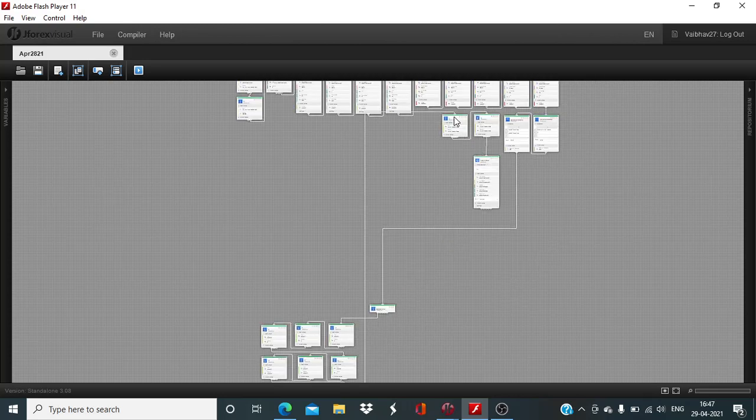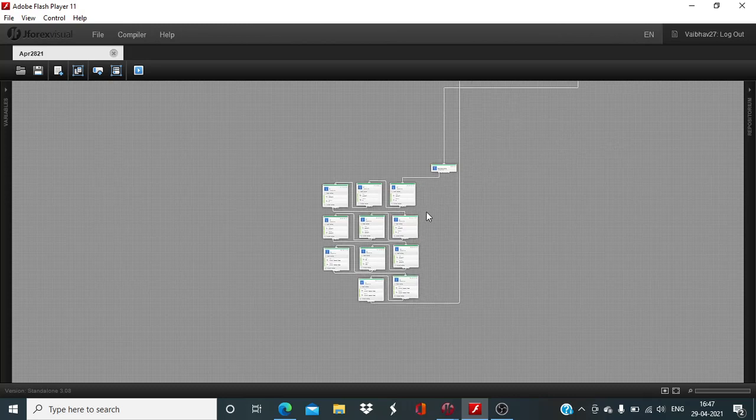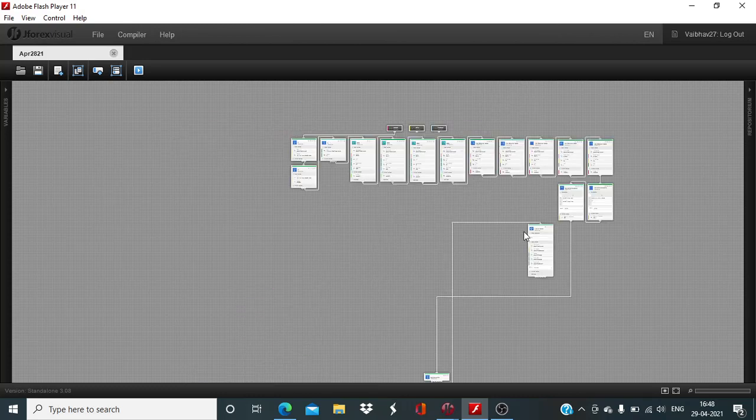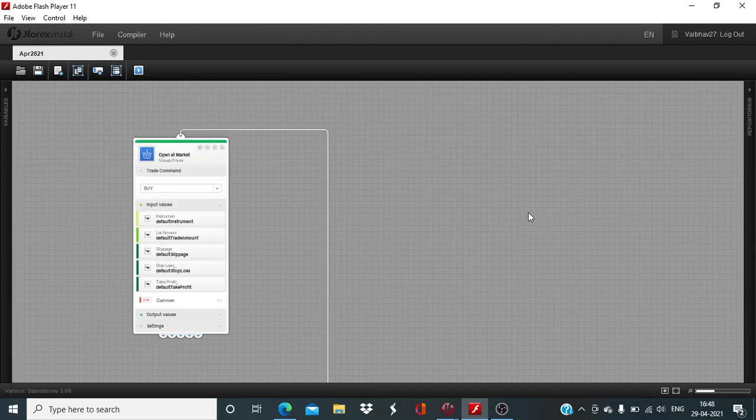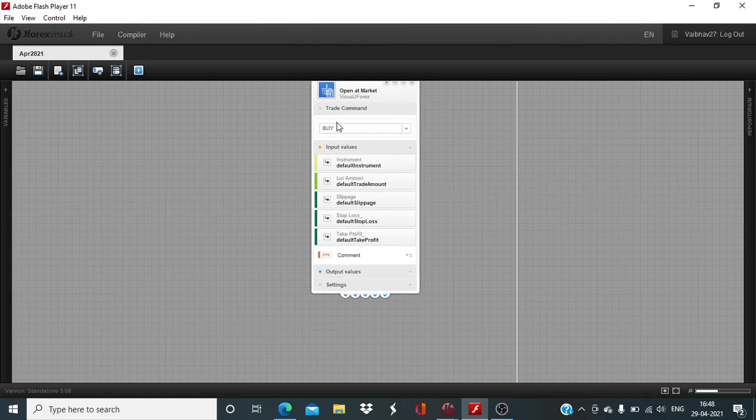Okay, these two if blocks, and then we will see the input parameters for the open market block. We have used 11 if blocks to get the entry point right. This is going to be buy order Euro USD as it is.